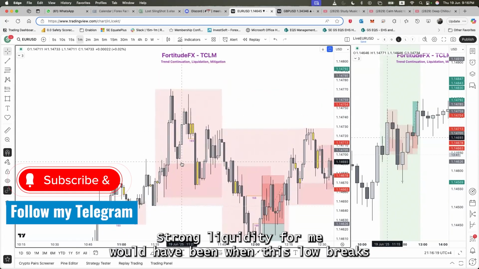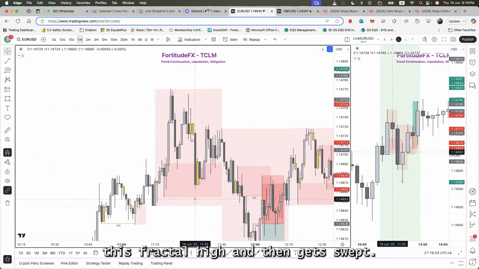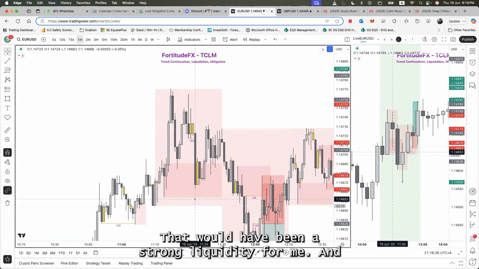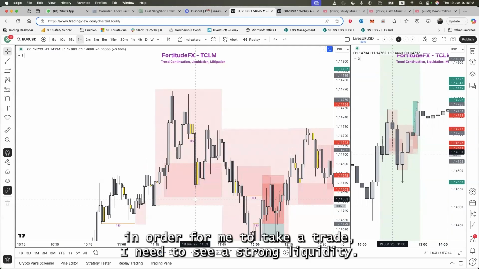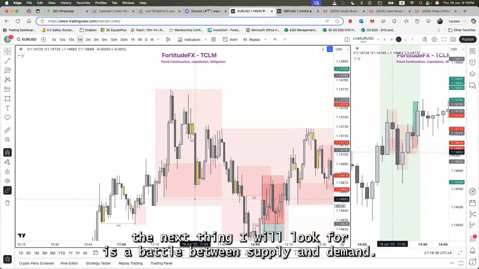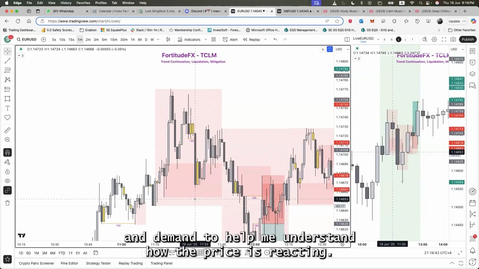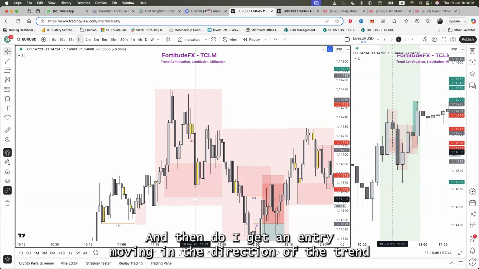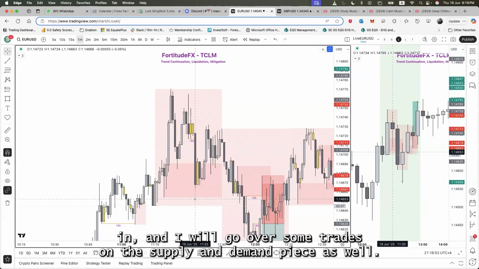Strong liquidity for me would have been when this low breaks this fractal high and then gets swept. That would have been a strong liquidity for me. And in order for me to take a trade, I need to see a strong liquidity. So if I don't see strong liquidity, the next thing I will look for is a battle between supply and demand. And I have to have very clear zones within supply and demand to help me understand how the price is reacting. And then do I get an entry moving in the direction of the trend that I want to go in? And I will go over some trades on the supply and demand piece as well.